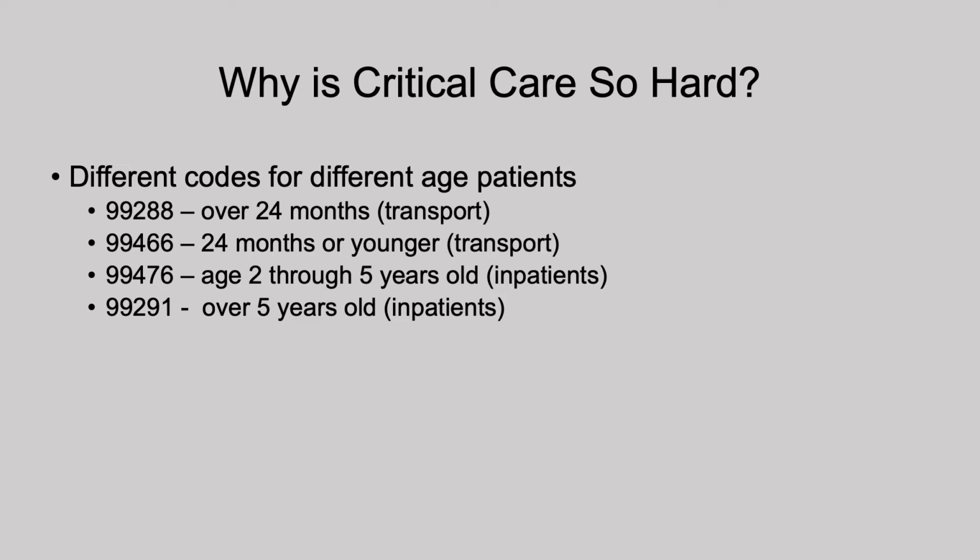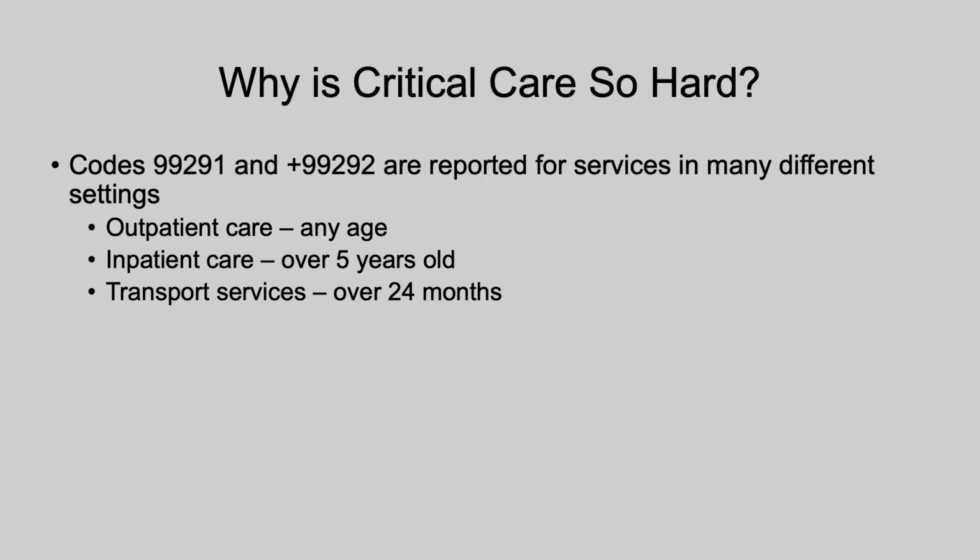Here's another reason critical care is so hard. It depends on the age of the patient. Over 24 months, under 24 months, age 2 to 5, over 5. So it depends on the age of the patient. Codes 99291, 99292 are, I think, most confusing because they can be used depending. They can be used in outpatient care for a patient any age, inpatient care for patients over 5, and transport services for patients over 24 months. So you'll see these codes pop up in each of the sections as I'm talking about them.